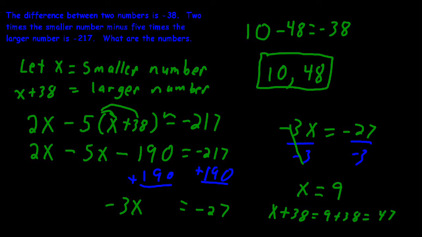Their difference, you see, would be 38, and hopefully, if we multiply 2 times 9, that would be 18, minus 5 times 47, we would get negative 217 here. Hope this helps.